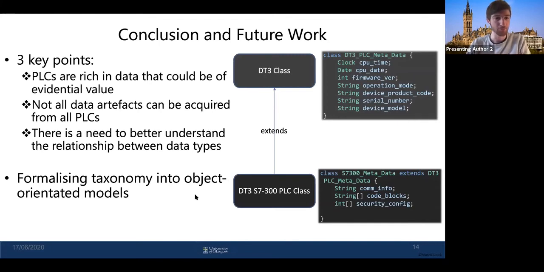And then thirdly, there's a need to better understand the relationship between data types and the artifacts. It's not enough for us to just provide names of data artifacts, but we need to understand the structure of these artifacts and the relationship between data types, between different models of PLC. This is part of future work that I've included in this slide. We're looking to see if we can formalize the taxonomy into more of an object-orientated model to show the differences between different PLC models and what artifacts are common across all PLCs and what are more unique.